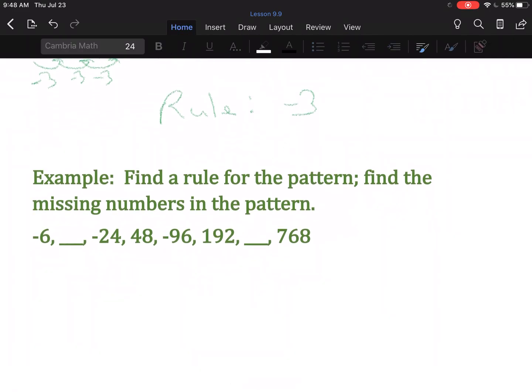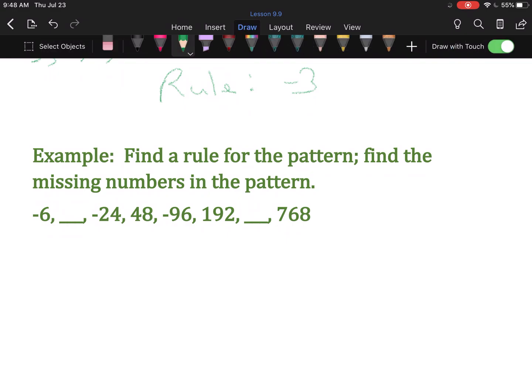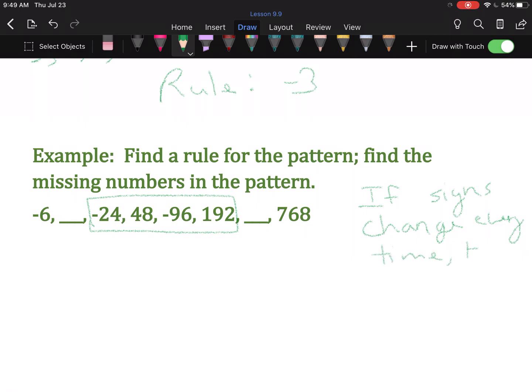Find a rule, find the missing numbers. One thing I want you to notice here, because the missing numbers are in different places, to find the rule, we have to focus in here. And I want to point out something. If the signs change every time, then the rule must be times a negative number or divided by a negative number. That is the only way you can change the sign every time.